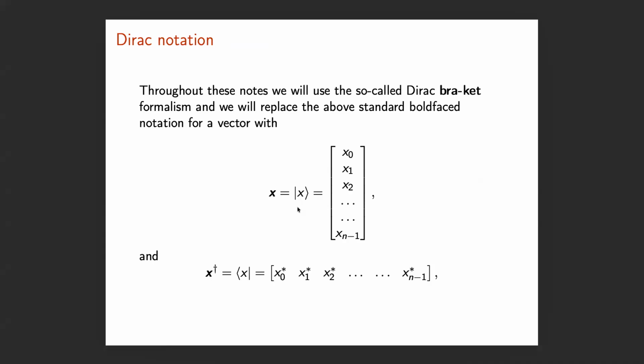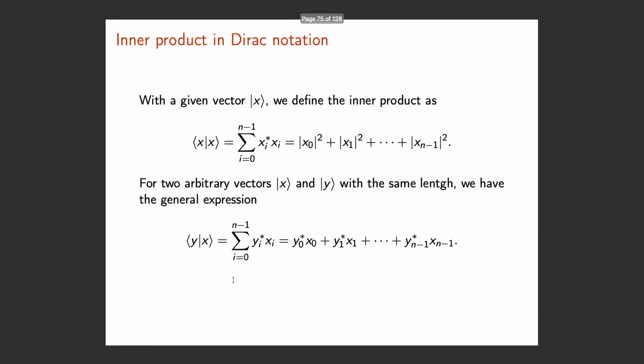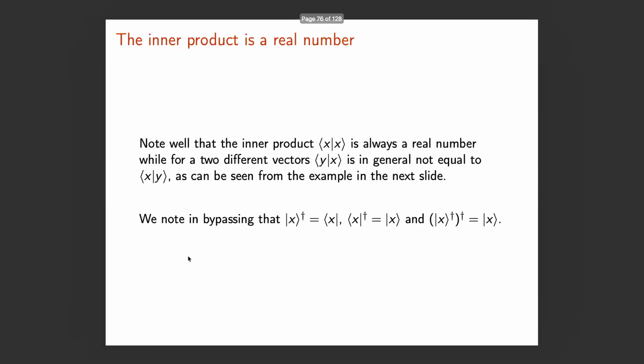And then we have the Hermitian conjugate, which we will write like this. And that means that the inner product is going to be written in the physics way, not the way the mathematicians like it. So we're going to write it like that. And that's also the inner product between two arbitrary vectors. They obviously have to have the same dimension. Keep in mind again that this is always a real number when you have the same vectors. While for different vectors it is in general not equal to the swapped product, which you can see from an example on the next slide. So these are also just some things which you probably are familiar with.